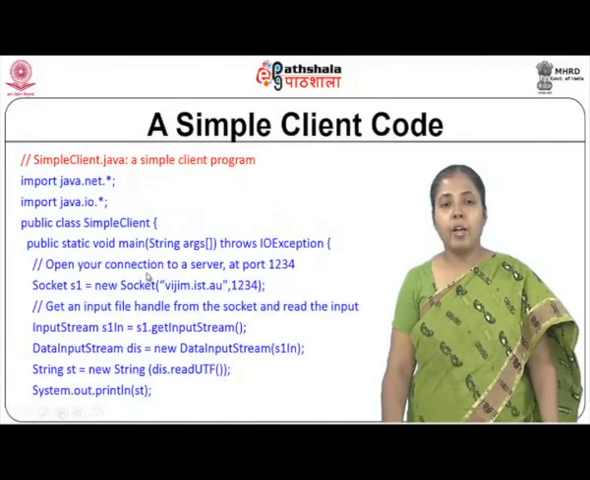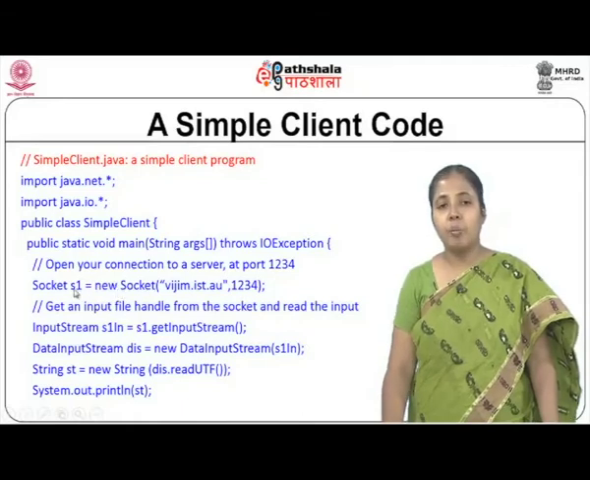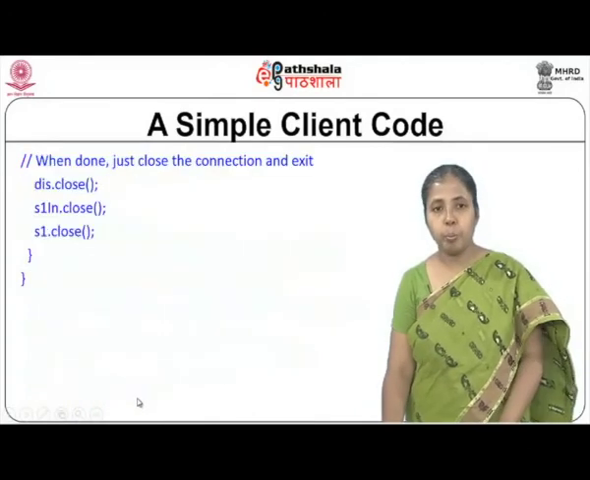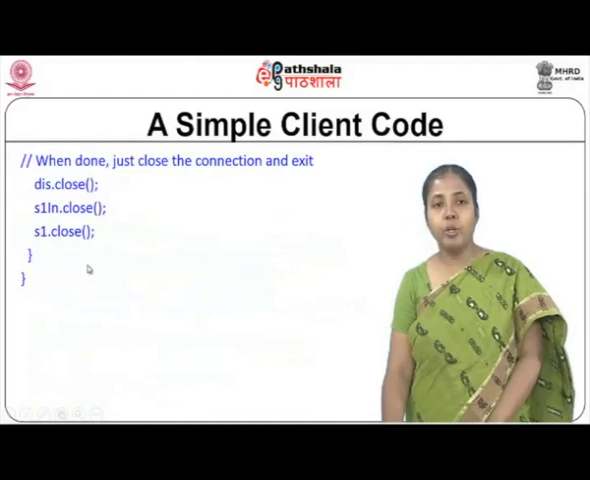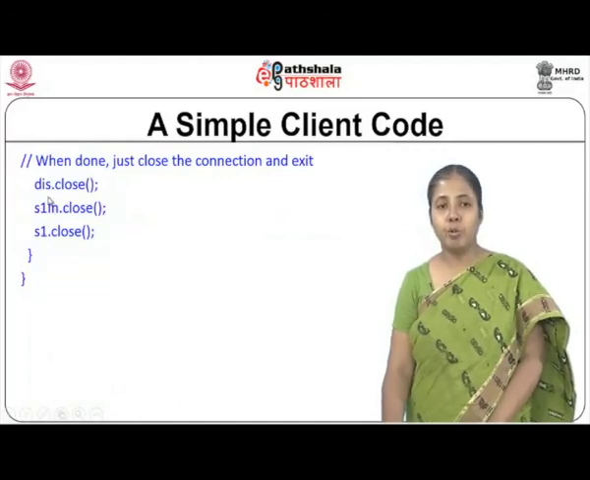And this is a simple client code. The client makes a connection to the server by creating a socket object. It gives the host name of the server and the port number where the server is waiting for the client request, and as usual you create an input stream through which you read the data that is sent from the server side, and print it on the console. And here you need to carefully close the data input stream and the socket streams.